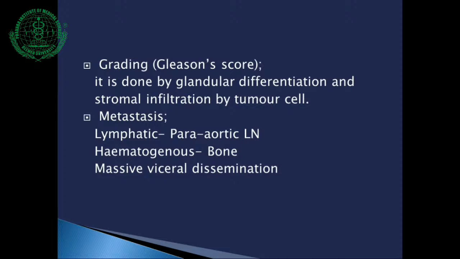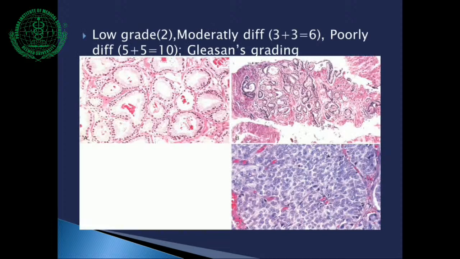Metastasis is usually seen in the para-aortic group of lymph nodes. Hematogenous metastasis is seen in the bone, commonly in the vertebral column. This carcinoma prostate first metastasizes to the vertebral column. There may be massive visceral dissemination. Characteristically, vertebral column metastasis is most commonly present.